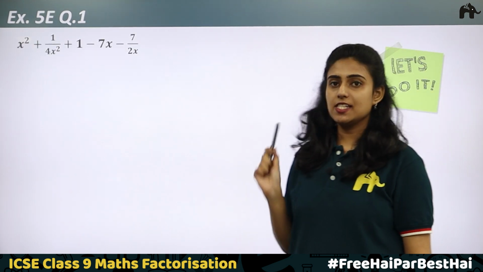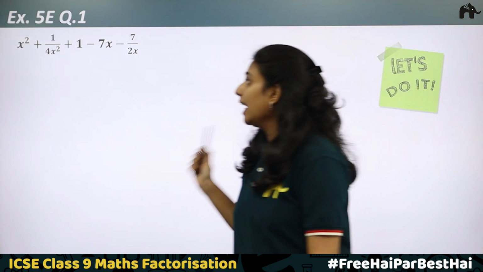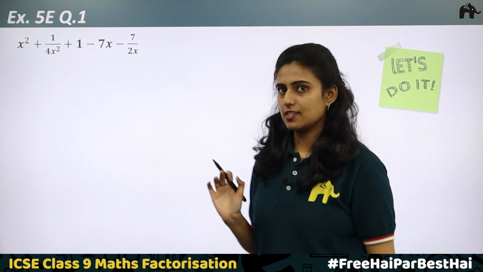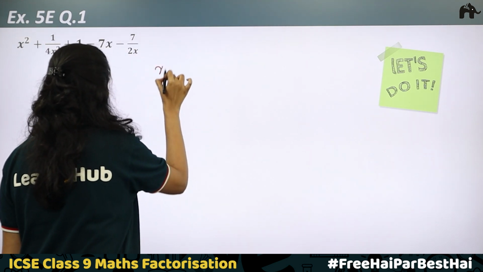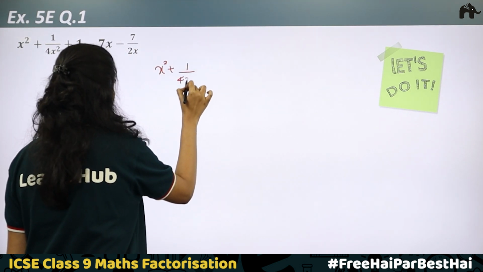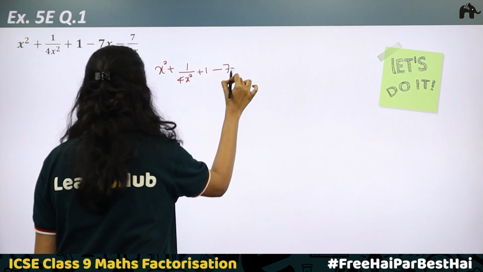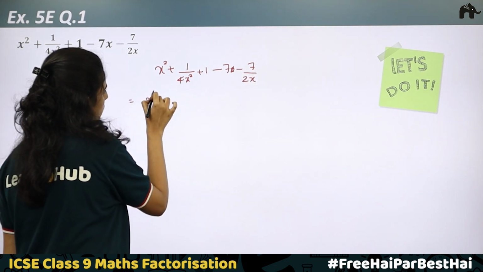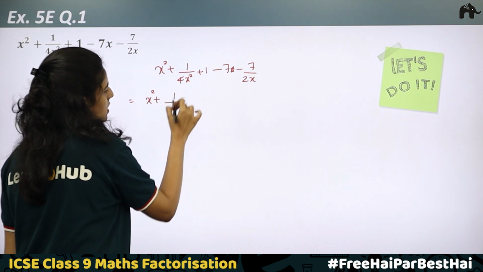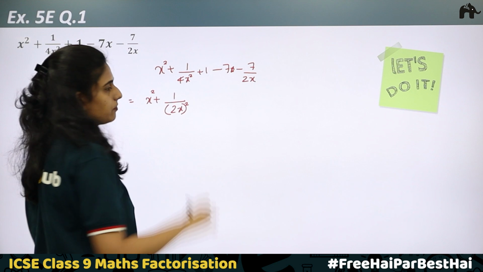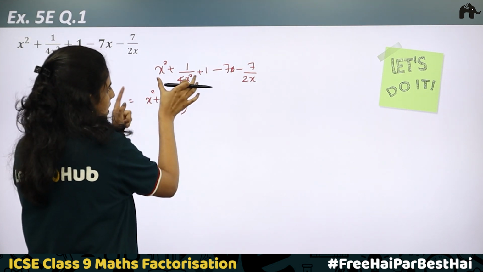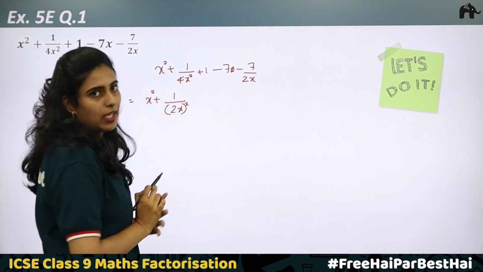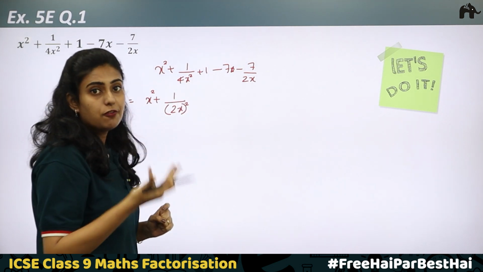Now, let's solve problems from exercise 5e. Question 1 of exercise 5e. x square plus 1 by 4x square plus 1 minus 7x minus 7 by 2x. So, here we have x square plus 1 by 4x square plus 1 minus 7x minus 7 by 2x. So, this can be written as x square plus 1 by 4x square is 2x whole square. Here we have a 1. So, this part I can make in the form a plus b whole square. For that, this part should be 2ab. I should make this 1 to the form 2ab.